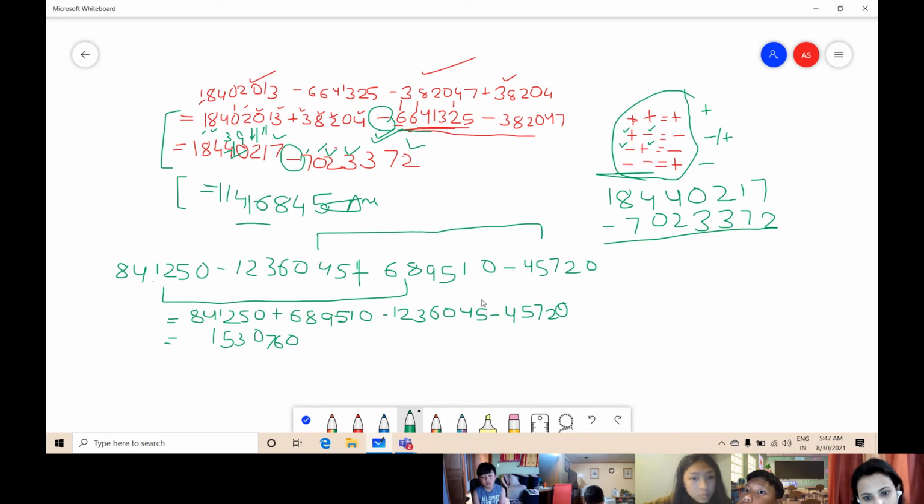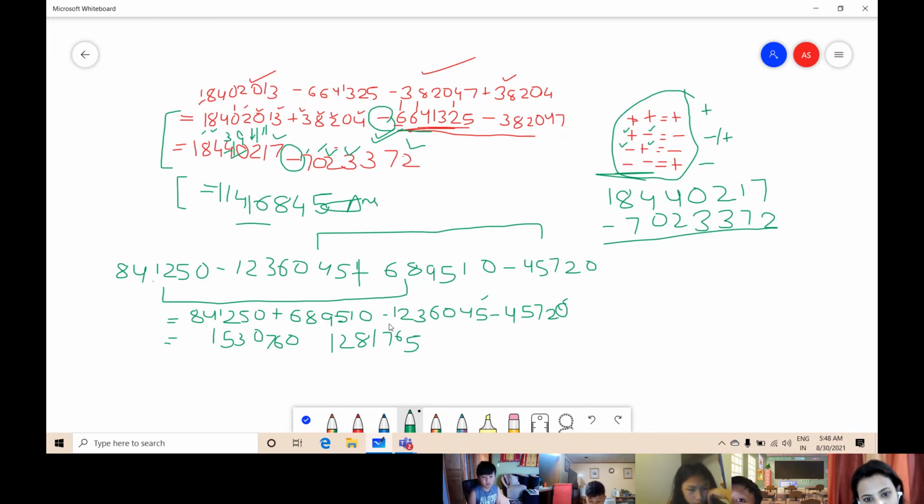Okay. So 5 plus 0 will be 5. 4 plus 2 will be 6. 0 plus 7 will be 7. Then it will come 1. Then it will come 8. Then it will come 2. And in the last 1 plus 0 will be 1. So I have added these two numbers and I have got this number.